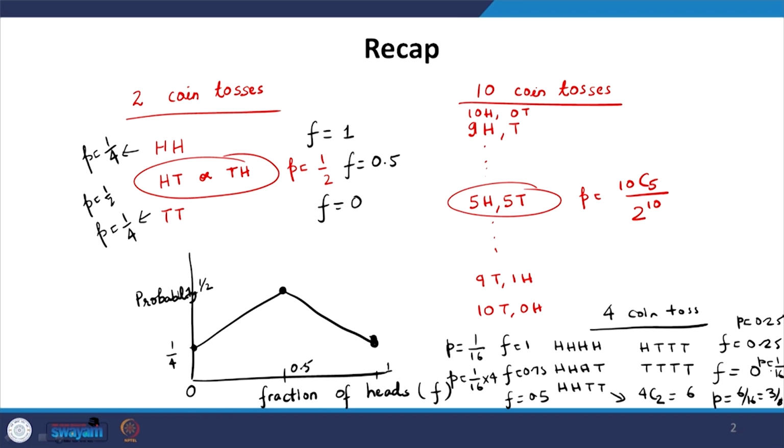So, for f equal to 0 and 1, the numbers are much lesser, they start from 1 by 16. Then we have now a possibility of having f equal to 0.25 and f equal to 0.75 as well, and the probability of that to happen is 1 by 4. So, it is somewhere here, somewhere here, and then finally we have 3 by 8th probability of having equal number of head and tail.